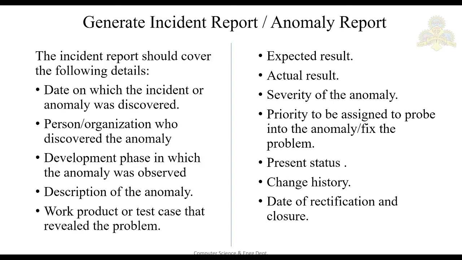The priority is assigned so that your anomaly or the incident can be fixed. The present status of that particular incident has to be maintained, like whether it is in a fixing state, under rectification, or kept for future. The change history, when the status changed from fixed to something else, has to be mentioned. And the last one it should contain is the date of rectification and closure, when the particular incident was closed. So these things should be there in your incident report.